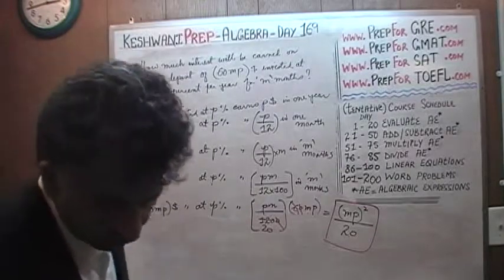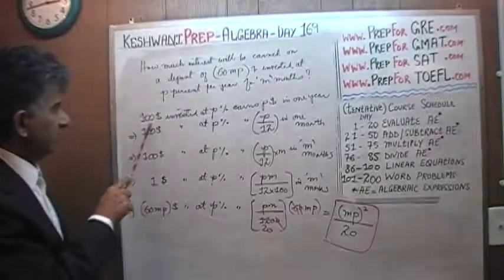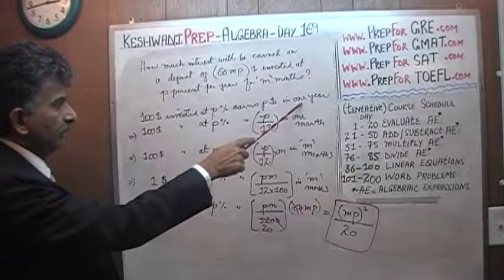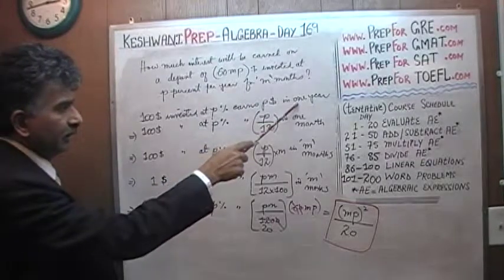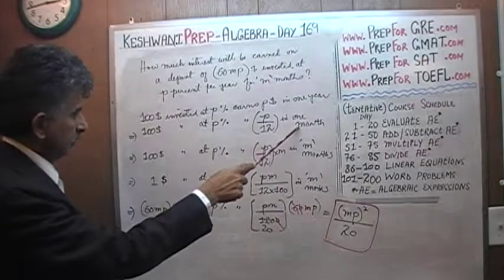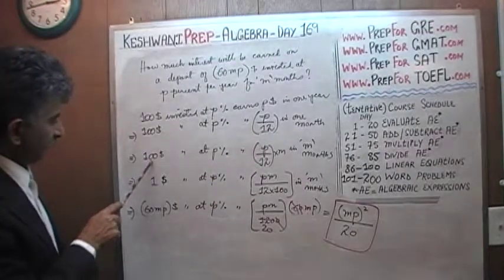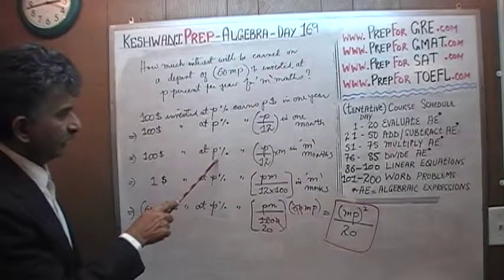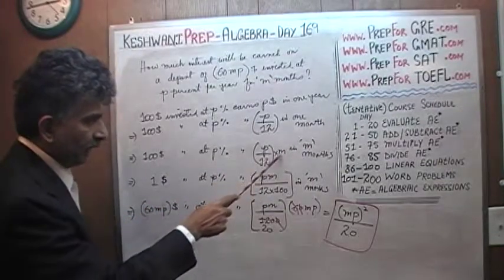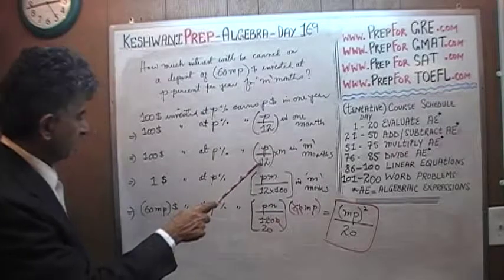One more time, I'm going to actually read it to you. $100 invested at p% should earn p dollars in 1 year. If it earns p dollars in 1 year, then it should earn 1/12 of that amount in 1 month. The next step was $100 invested at p% for m months instead of 1 month. If you invest for m months, it should earn m times this amount of money, p over 12.